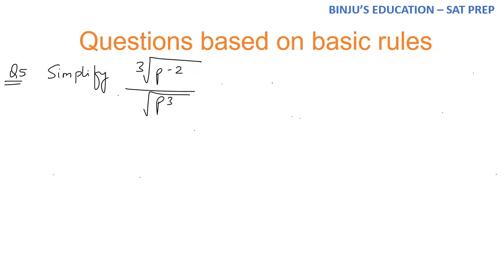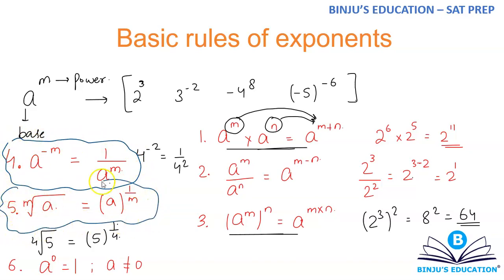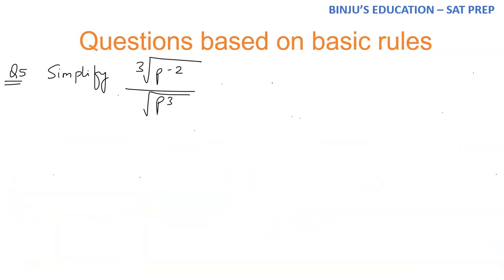So what are the properties that I'll be using here? In this case, I'll be using property number 4 and property number 5. That is, a to the power minus m is 1 over a to the power m, and mth root of a is a to the power 1 by m. Alright, let's see. We're going to start with the numerator part first. So p to the power minus 2, and there's a cube root of that. This will become p to the power minus 2 whole to the power 1 by 3, which will become p to the power minus 2 by 3.